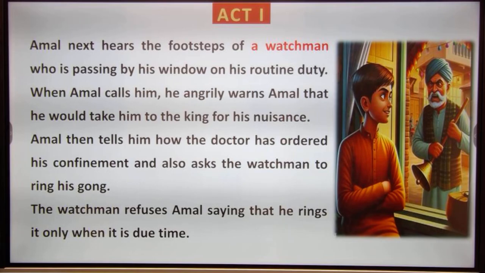The watchman refuses, and once again there is a philosophical touch. The watchman says that it is not in the hand of the watchman or of Amal. He rings only when it is due time. Here we can also understand that the watchman is referring to the time of one's life. When a particular time comes, nobody can escape it. Maybe the time is the time of death or something else. So he says very well that we cannot dictate time, but we are dictated by time.